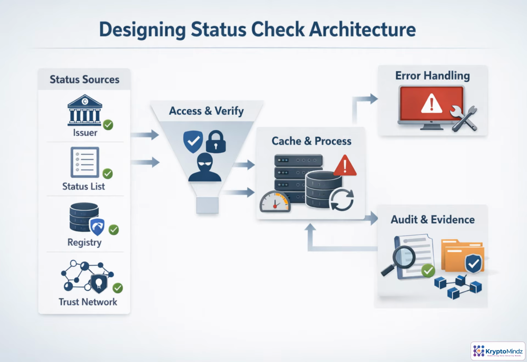When you design status checking, start by deciding which sources you trust: issuer APIs, status lists, registries, or broader trust networks. Next, define a verification service that can call those sources, validate responses, and apply policy. Introduce a cache with clear TTLs so you balance freshness, availability, and privacy. Plan explicit error handling and fallback paths. Finally, log outcomes and evidence for audits while minimizing personal data in those logs.